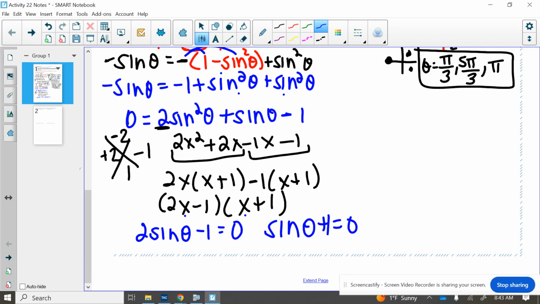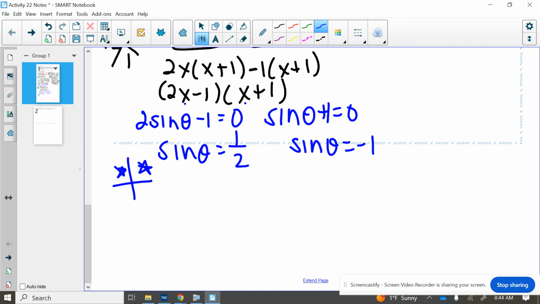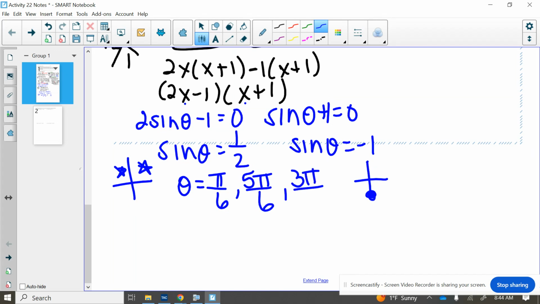Now, when we finish solving this out, this time, add the 1 over, divide by 2. We want where is sine equal to 1/2, and then where is sine equal to -1. So sine is positive 1/2 in quadrants 1 and 2 at pi over 6 and 5 pi over 6. Sine is equal to -1 down here at 3 pi over 2.